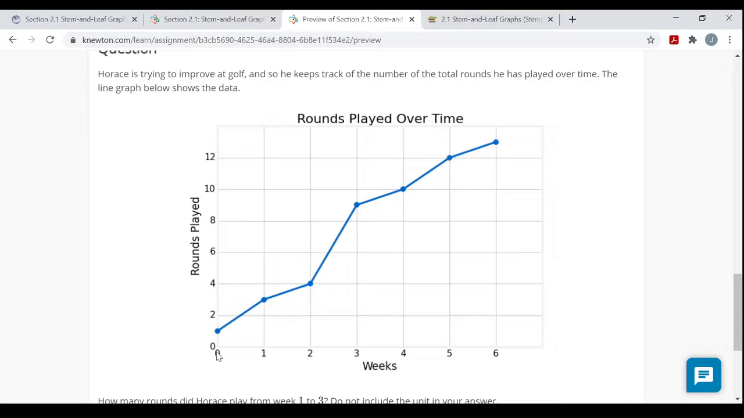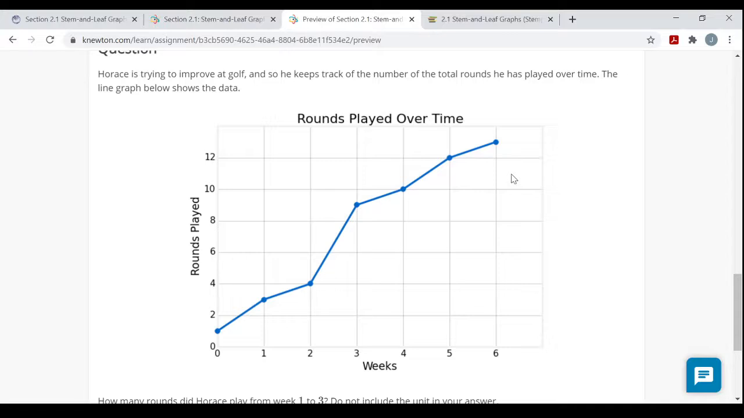So like 0 weeks in, during that first week, or in the 0th week, the week he starts, he plays 1 round of golf. Put a dot. Then the first week after he starts, he plays 3 rounds of golf. Put a dot at the 3. You see the rounds played. It's weeks time on the bottom versus rounds played at the top. Second week, 4 rounds of golf. Third week, 9 rounds. Fourth week, 10. Fifth week, 12. And sixth week, 13.